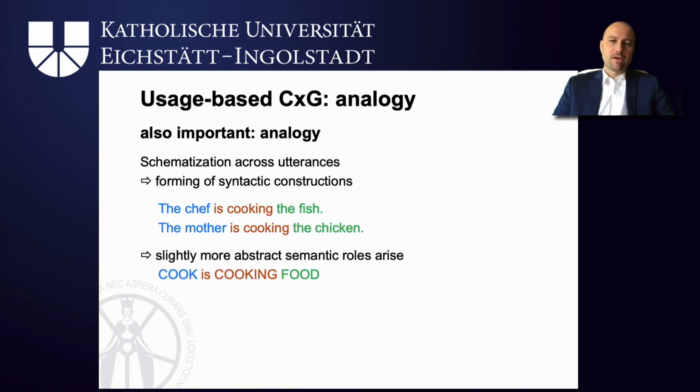Another aspect that usage-based construction grammar emphasizes is analogy. Analogy is if you see and detect similarities across patterns. And for schematization, that is also important. Take a look at the chef is cooking the fish and the mother is cooking the chicken. By analogy, by detecting the similarity across the two, children can of course generalize more abstract semantic roles. So it's not just the mother that is cooking, or the father, but it's a chef that can do the cooking as well. So there is an abstract role for cook.